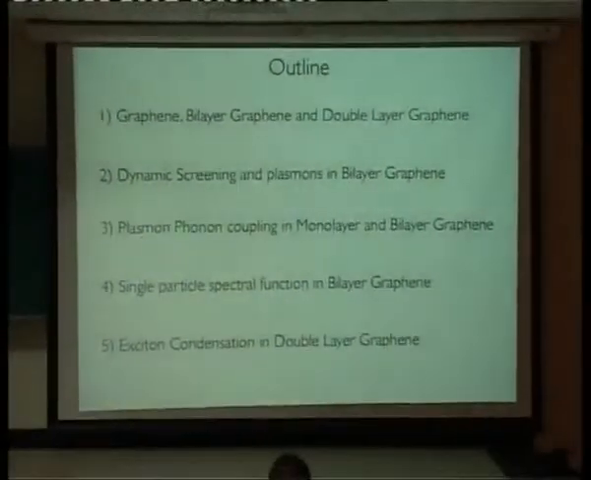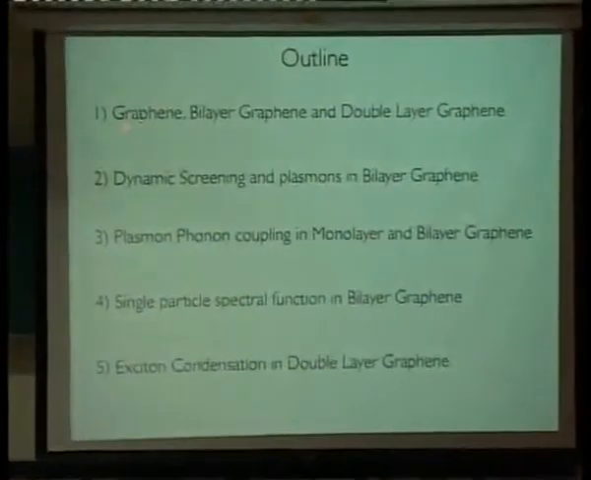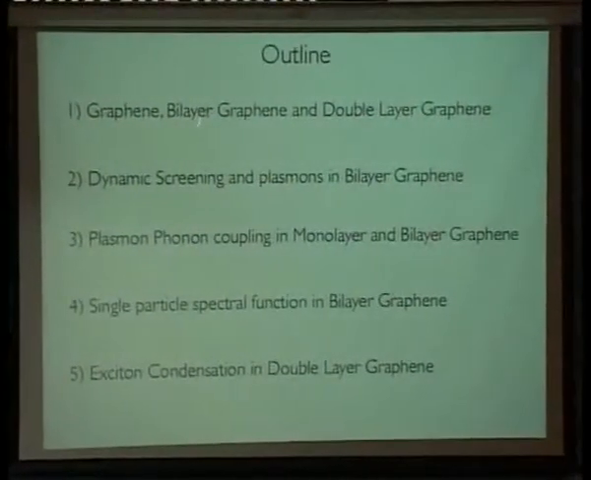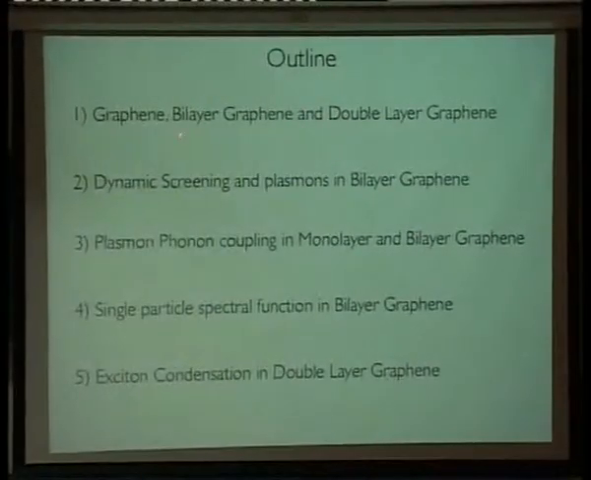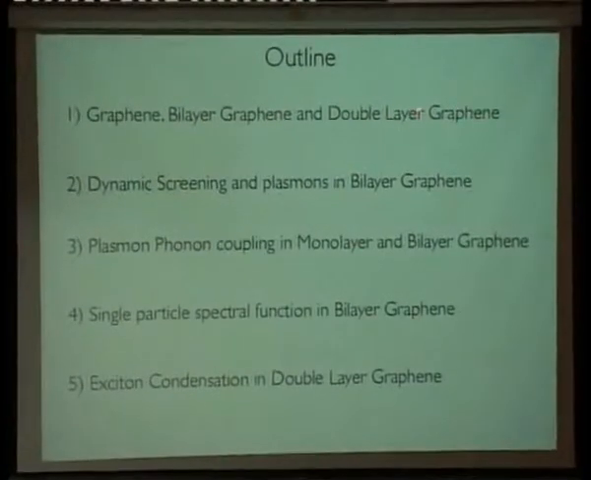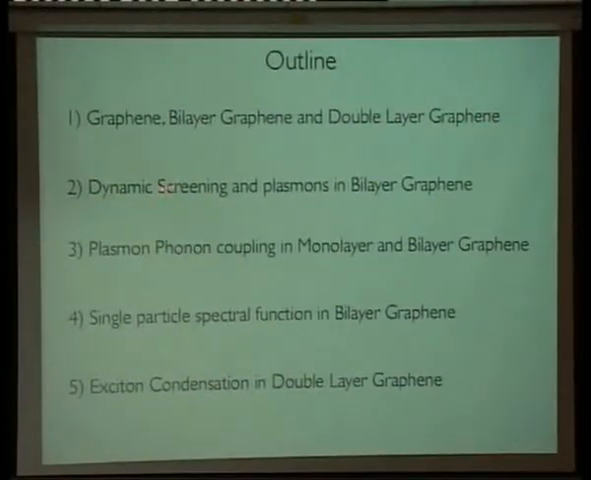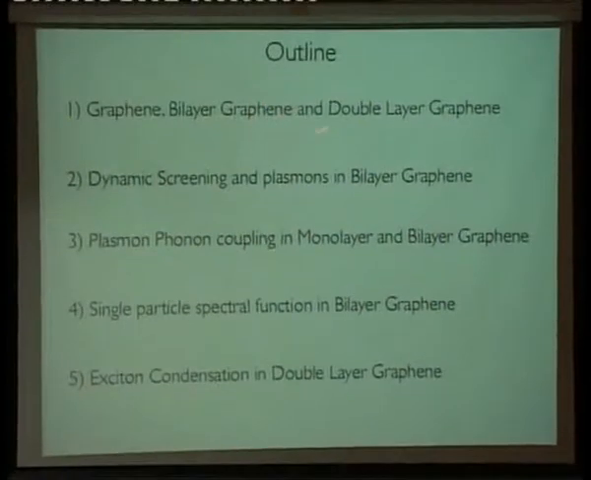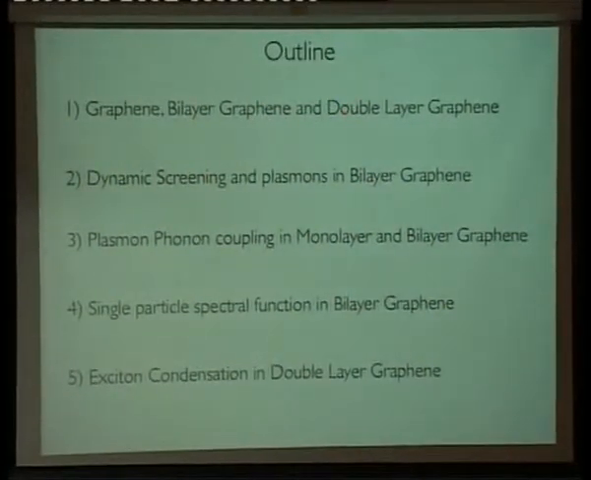So here's the outline of the talk. I'll give a very brief intro about what kind of systems we are considering: what is graphene, bilayer graphene, and double layer graphene. It can be confusing, and there are too many layers here, so I'll tell you exactly what I mean when I say bilayer and double layer graphene.